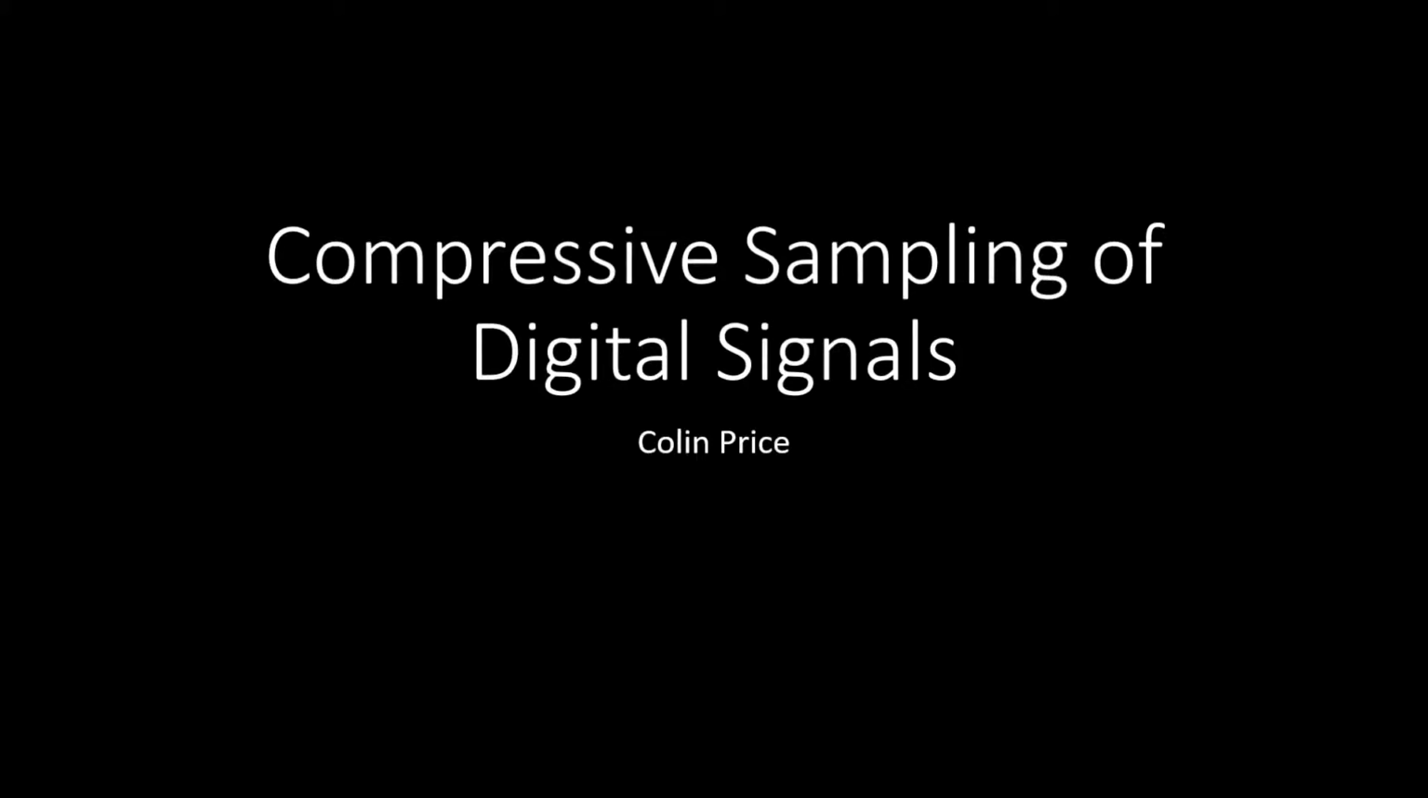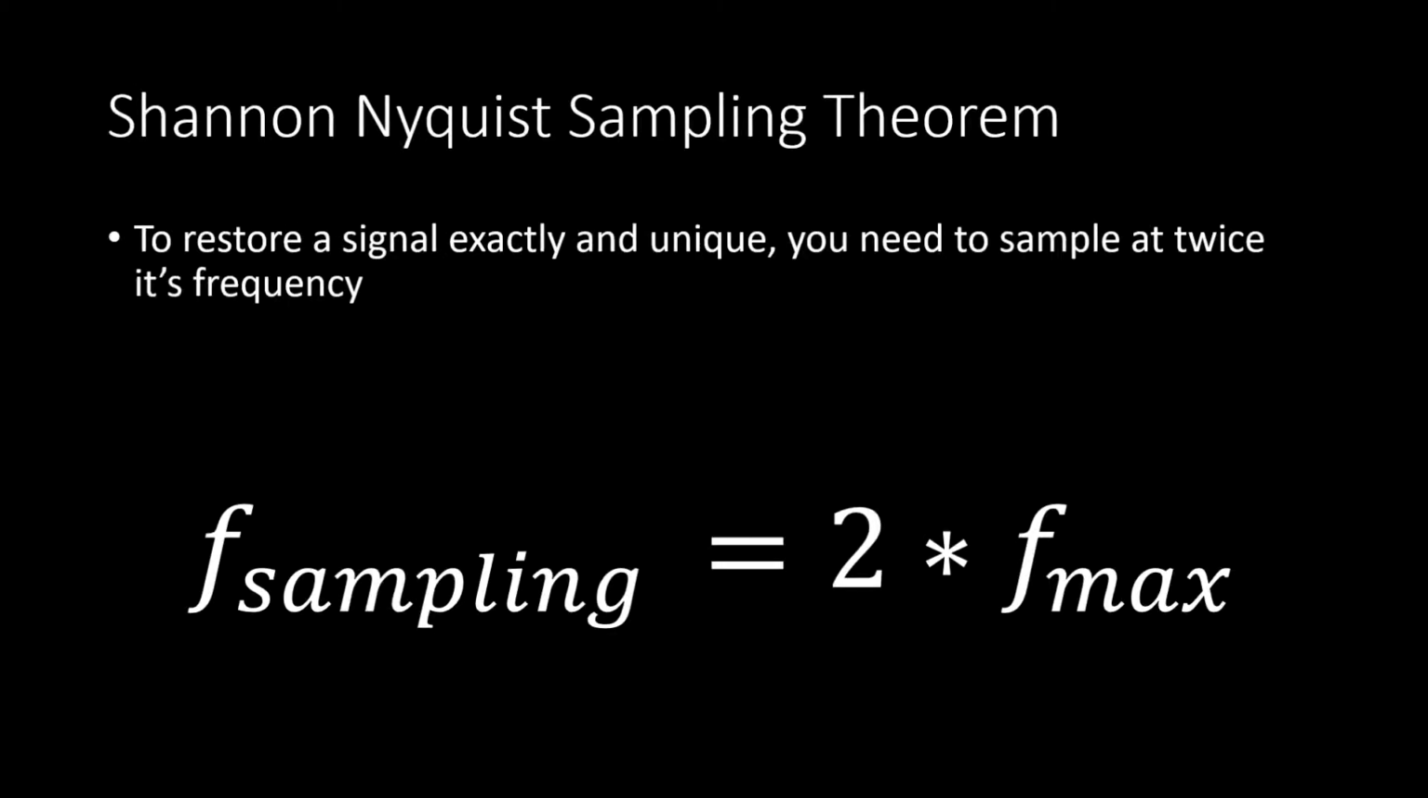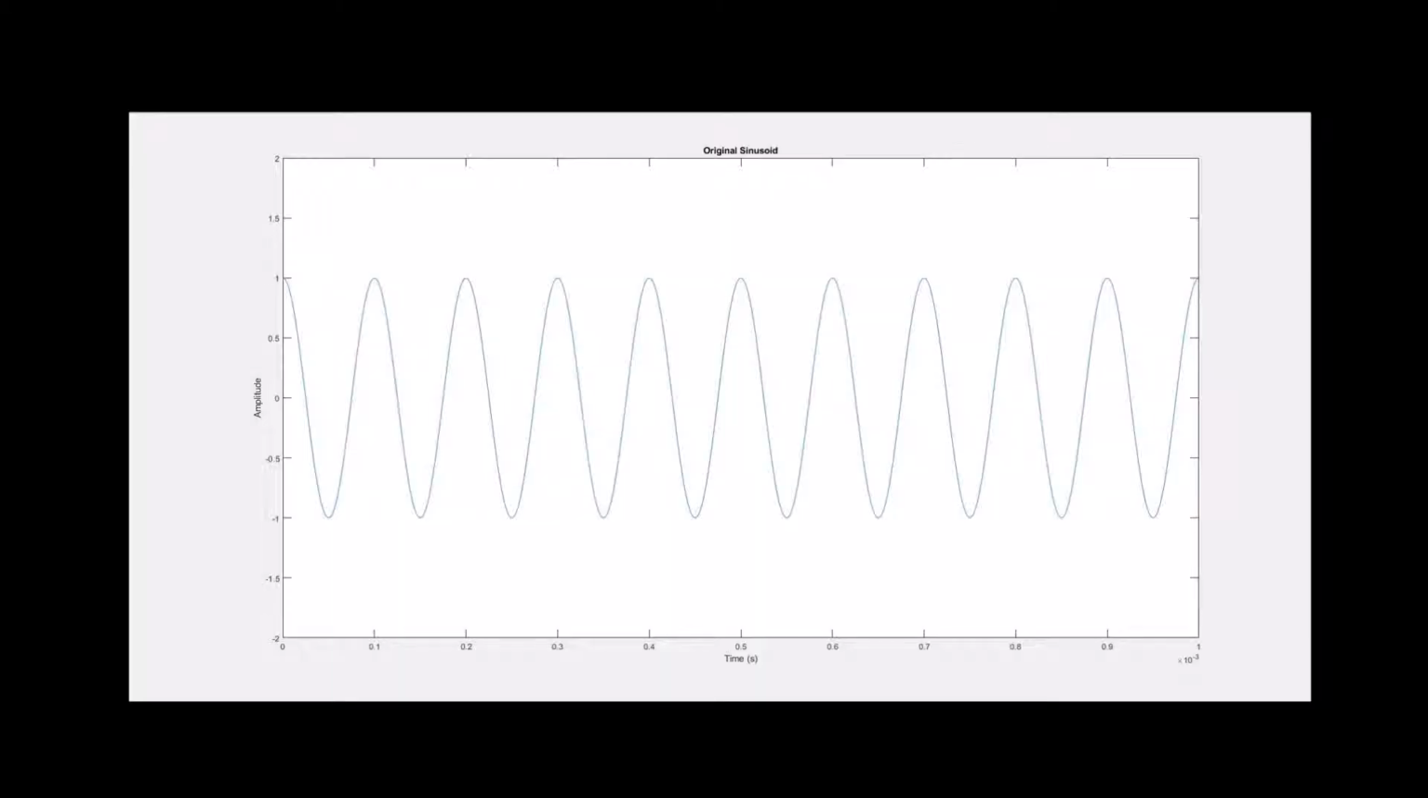When discussing signal sampling, nothing is more fundamental than the Shannon-Nyquist sampling theorem. If you want perfect reconstruction of your original signal, you need to sample at twice the rate of the highest frequency contained in that signal. Otherwise, you might get undesirable artifacts such as aliasing.